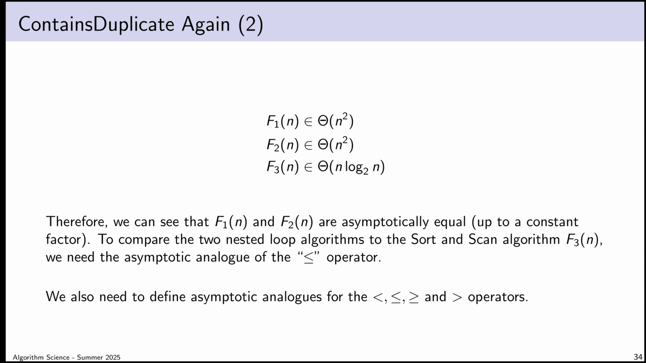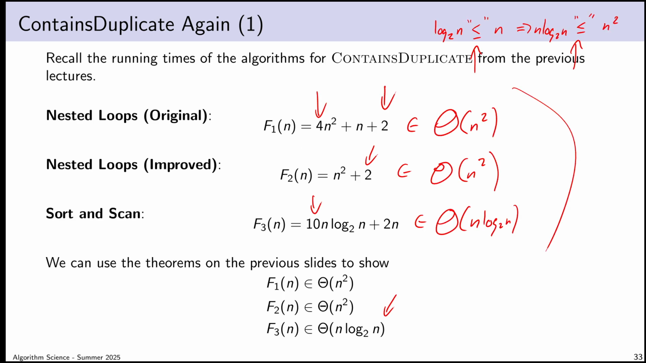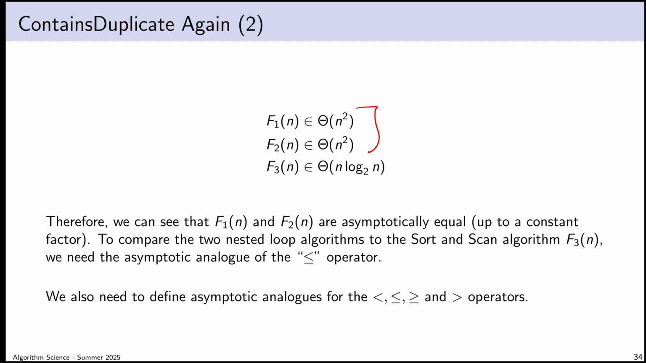So we can see that F1 and F2 are asymptotically equal. They're big theta of each other, up to some constant factor, which does reflect reality because we can see we've got 4n squared versus 1n squared for F2. We can compare those two to F3 and say, well, it does appear as if F3 is faster, but we don't quite have a way of doing that formally. We don't have a way of actually comparing F1 and F2 to F3 formally beyond sort of glancing at it and saying, well, I'm pretty sure this is better.